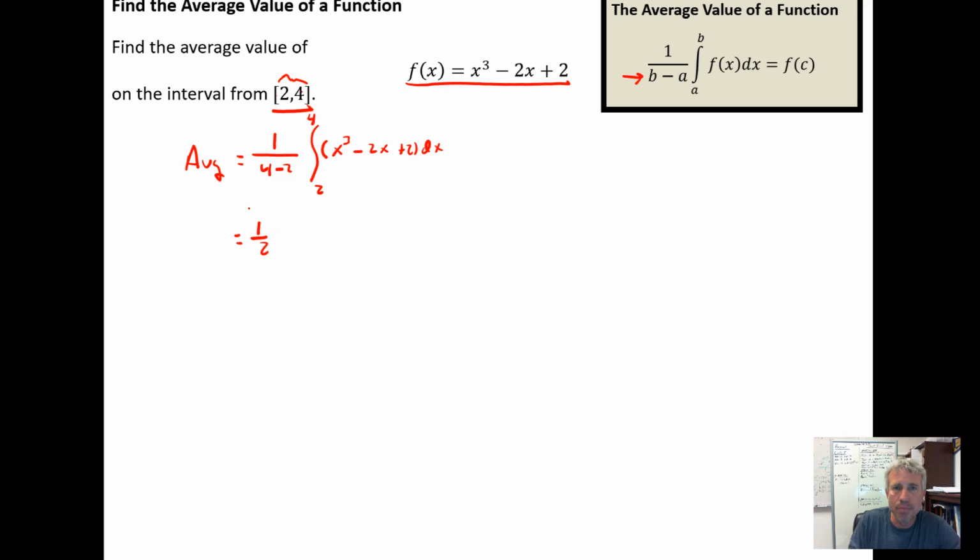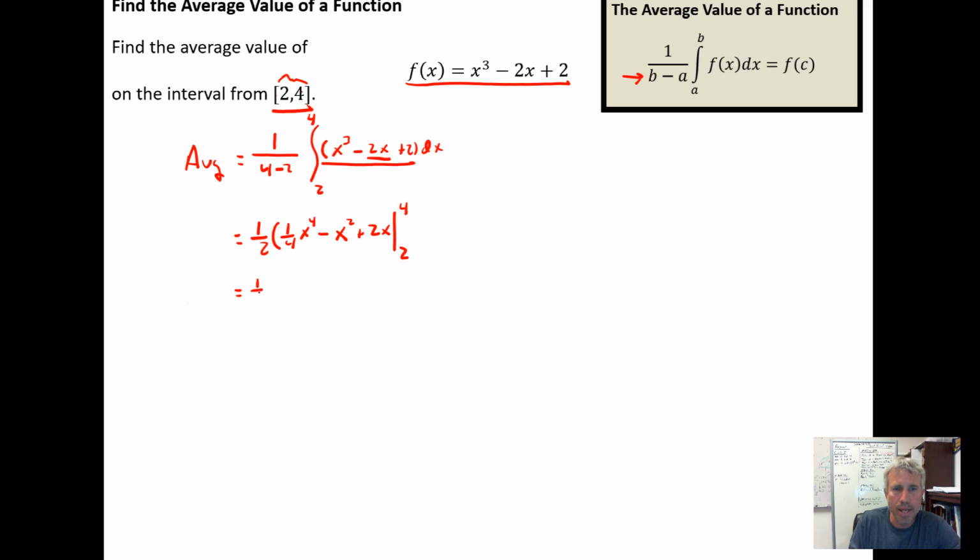And then remember, the fundamental theorem of calculus says that to calculate this definite integral, we need an antiderivative of the function. So an antiderivative of x cubed is going to be 1/4 x to the 4th, minus an antiderivative of 2x, which is just going to be x squared, plus an antiderivative of 2, which is just going to be 2 times x. And we're going to evaluate that over the interval from 2 to 4.